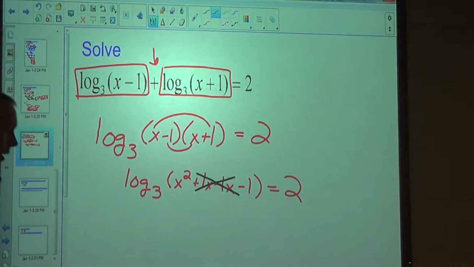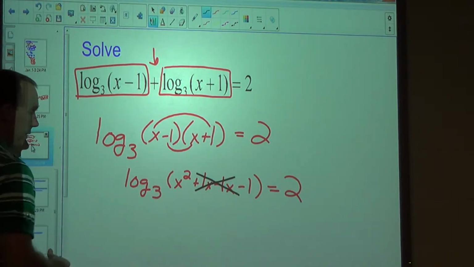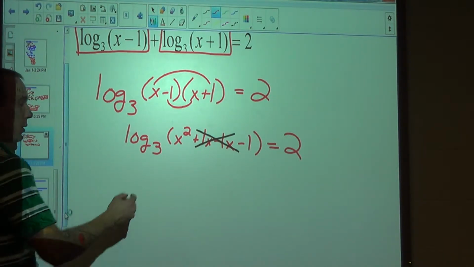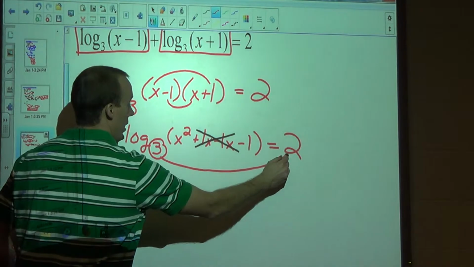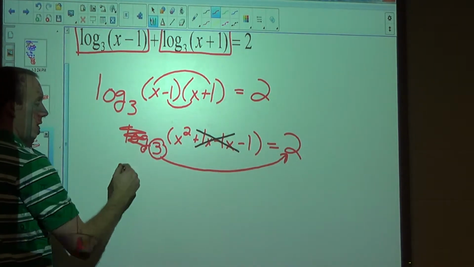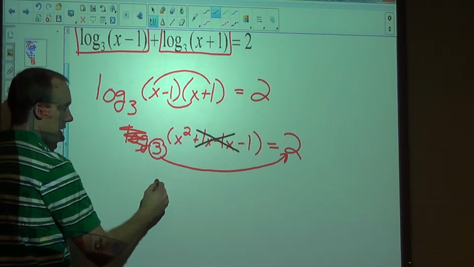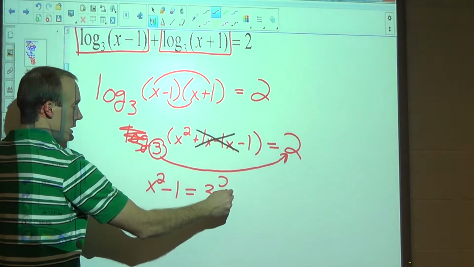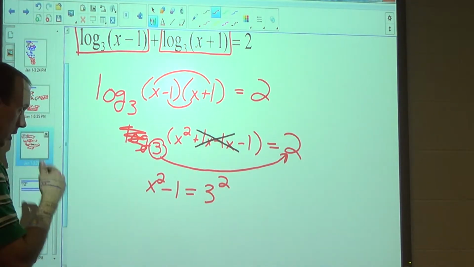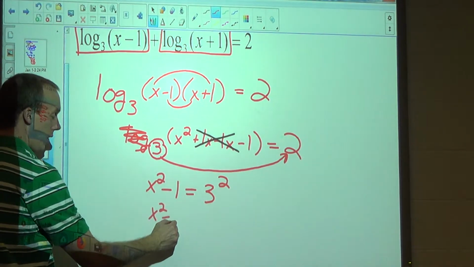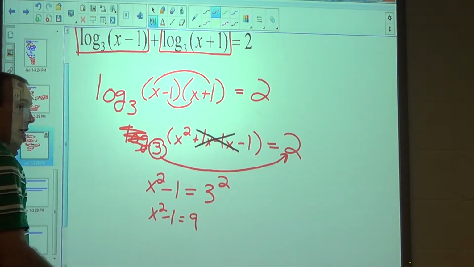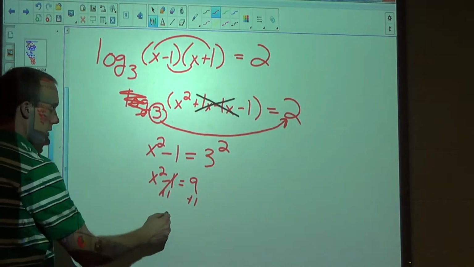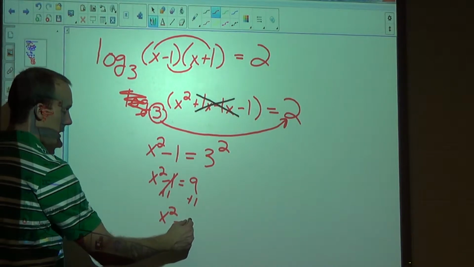And then, what can I do now to get rid of stuff? Let's get rid of the log base 3, push and pump, right? So the log goes away when you swing that over. And now I have what on this side? x squared minus 1. And this is 3 to the 2nd, which is 9, right? And then how do I finish solving that? Add the 1 over. So I get x squared equals 10.